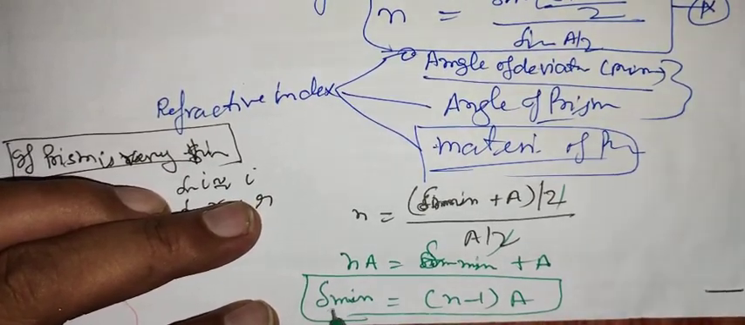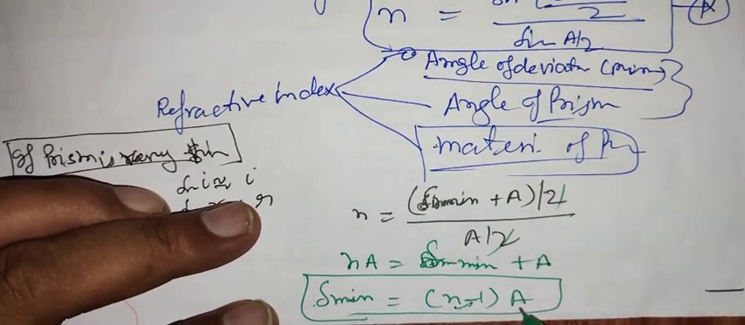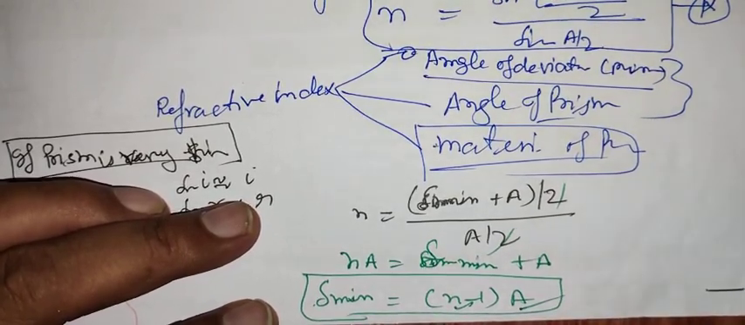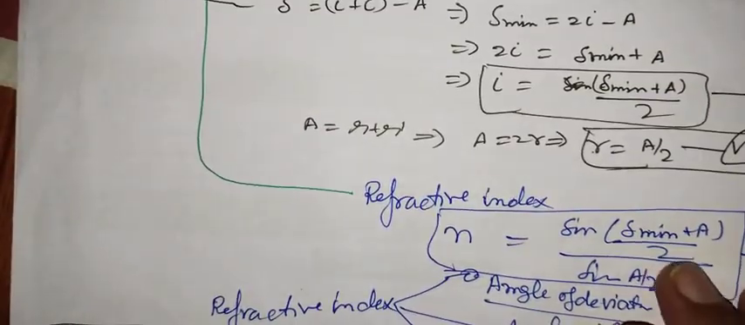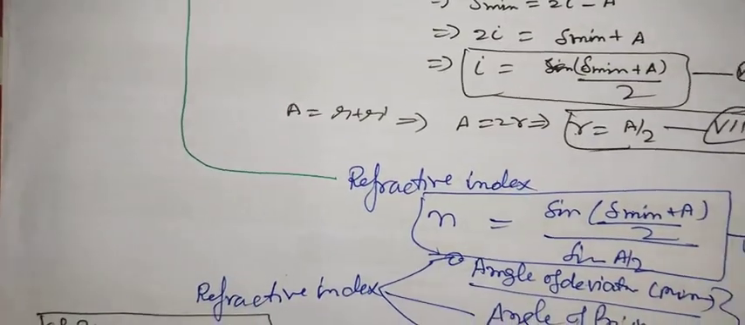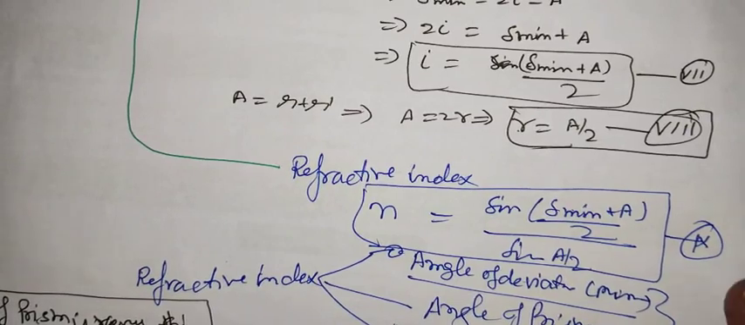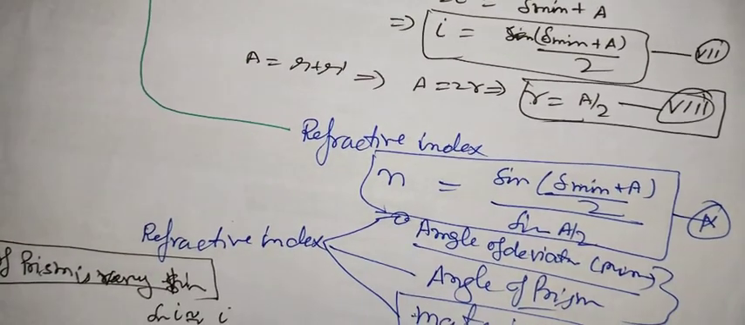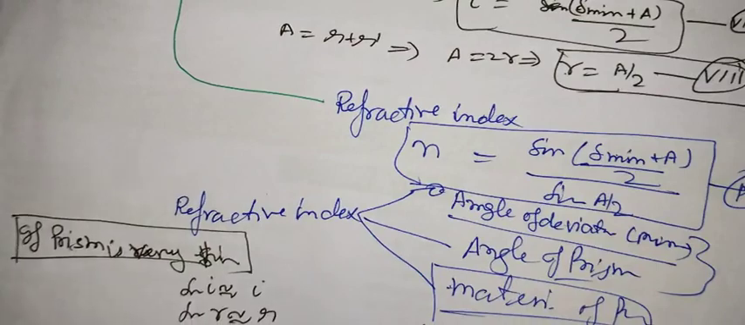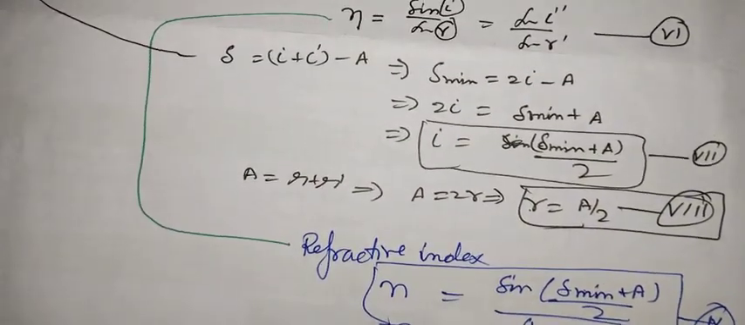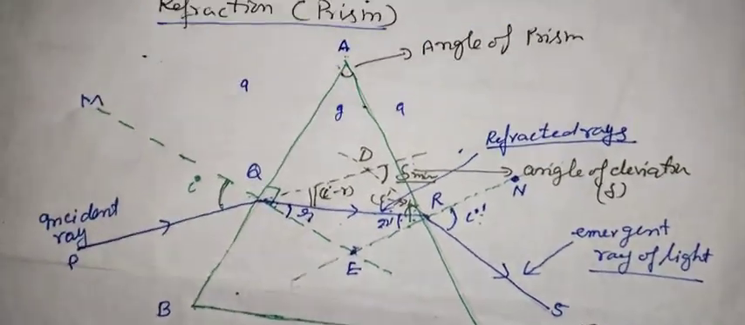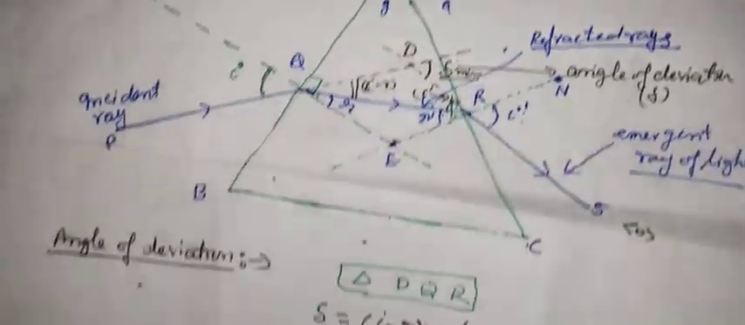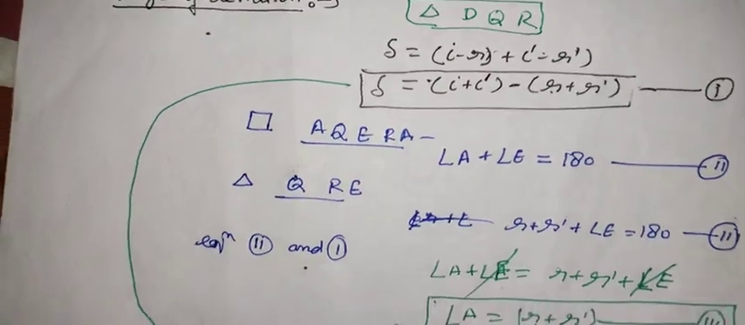So see the formula: angle of deviation by this formula depends on refractive index and angle of prism. And by this formula you may see here the equation 8. So this is the whole calculation, the whole derivation for the given topic, refraction through a prism. So this is for the total topic.